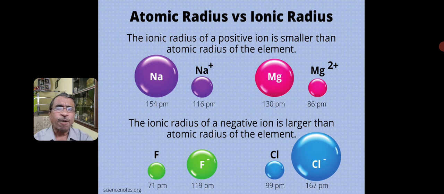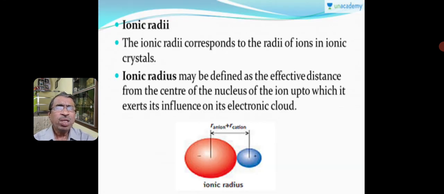Similarly, if you consider the fluorine atom, its atomic radius is 71 picometer. Whereas the fluoride ion takes the electron and the electron cloud expands. So therefore, the ionic radius of fluoride ion is 119 picometer. Similarly, for chlorine atom, atomic radius is 99 picometer, whereas the chloride ion is 167 picometer. So this slide also shows the ionic radii.